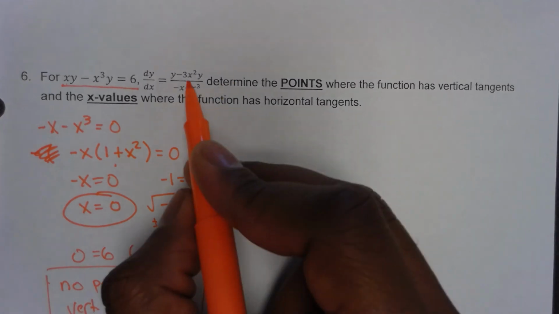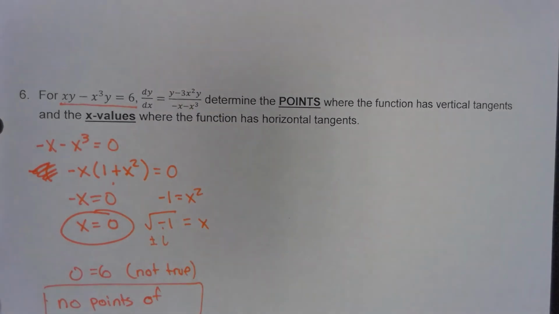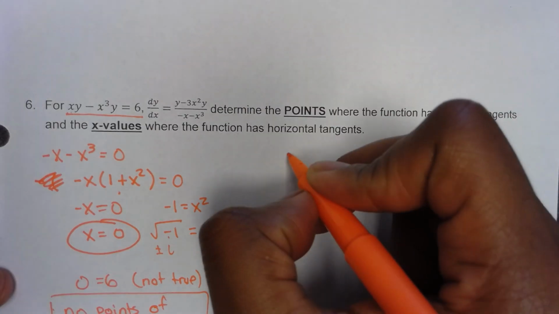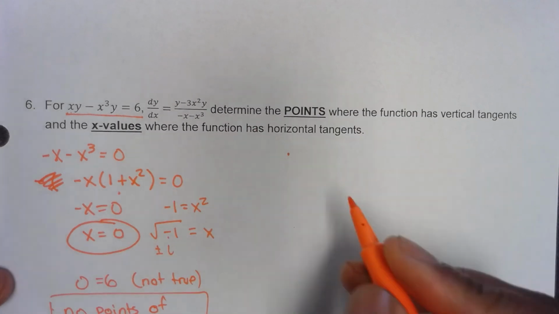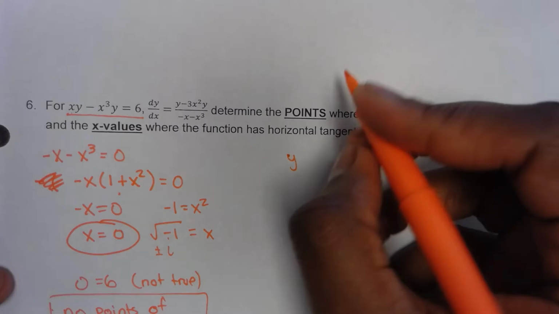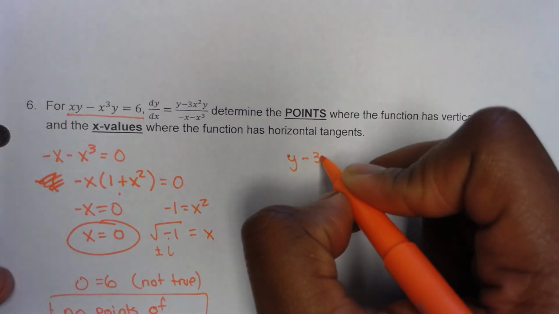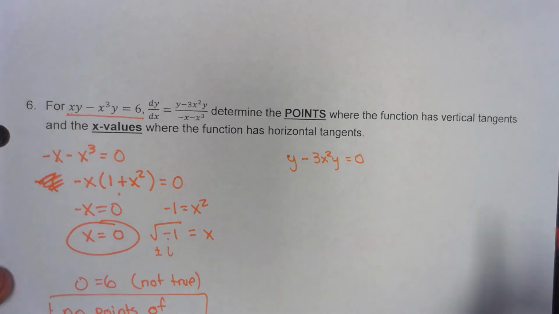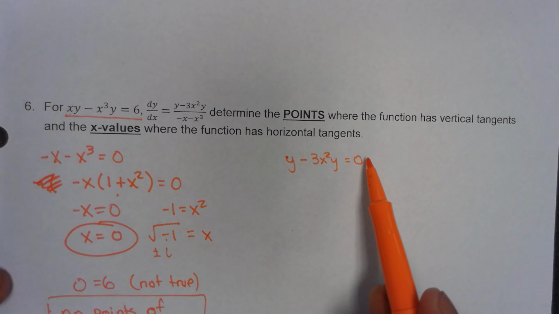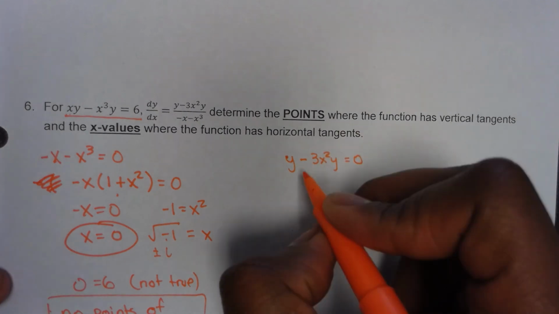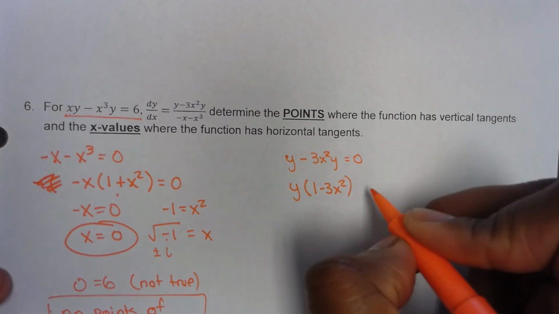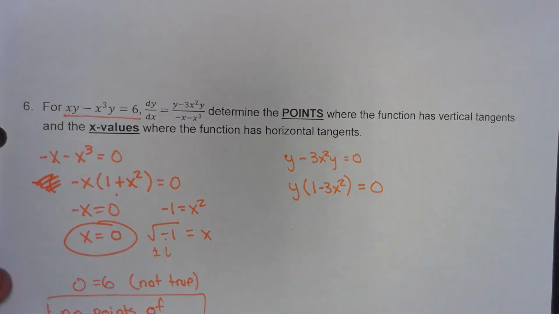For horizontal tangents, I want you to find only the x values where the function has horizontal tangents. So again, when the derivative is equal to 0, you have horizontal tangents, and a fraction equals 0 when the top equals 0. So y minus 3x squared y equals 0. It is incorrect to add 3x squared y to the other side and then divide away the y. Rather, you factor out a common factor of y, and you have y times 1 minus 3x squared equals 0.